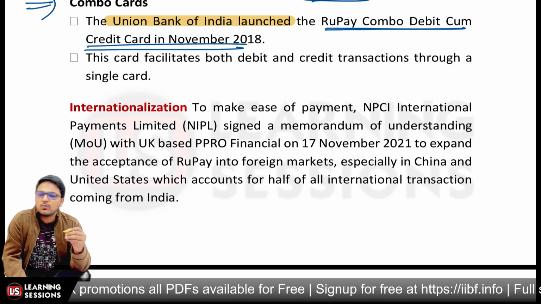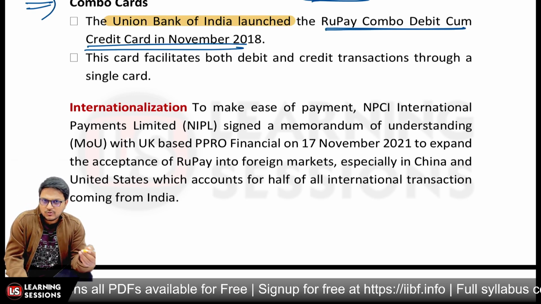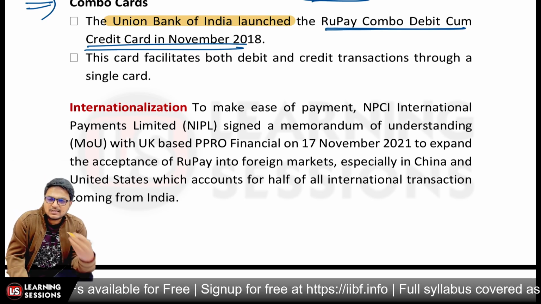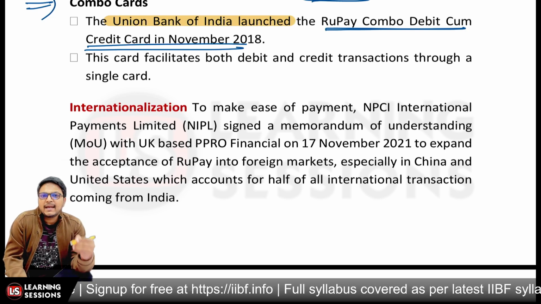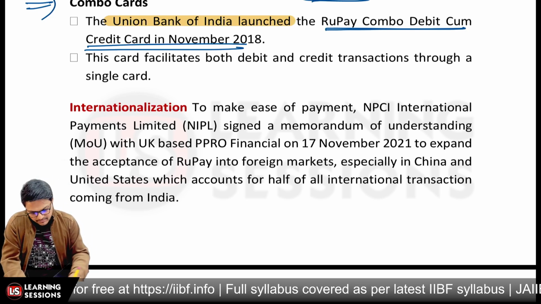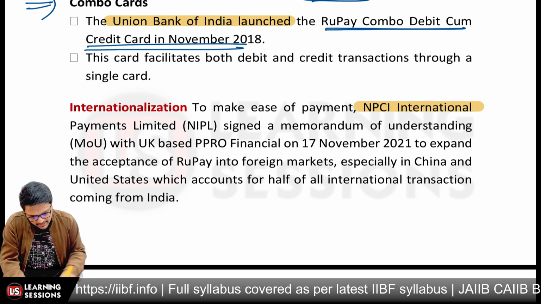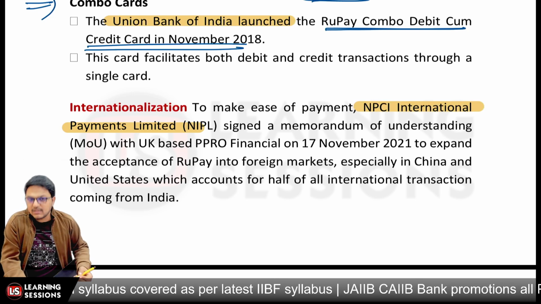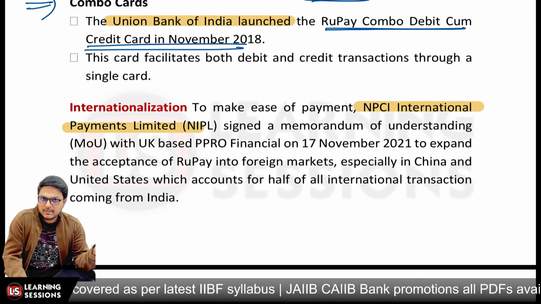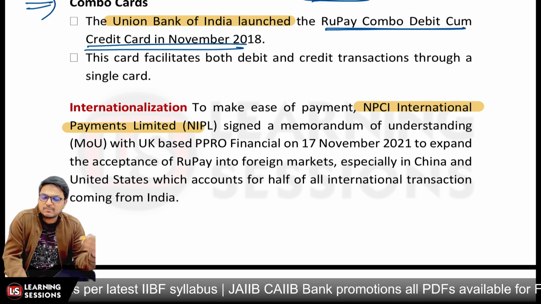NPCI wanted the RuPay network that we are using to be utilized in abroad transactions also. For that purpose, NPCI International Payments Limited, that is NIPL, signed a memorandum with PPRO Financial, which is UK based.